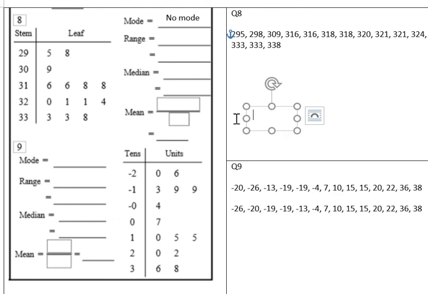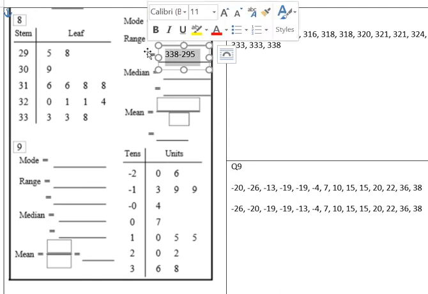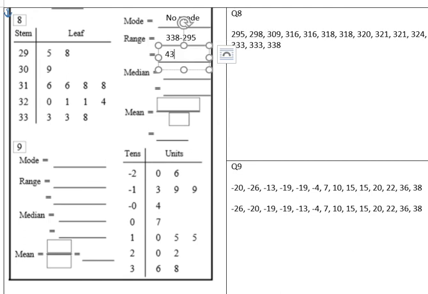Alright. So our range is just the biggest number minus the smallest number. So our biggest number is 338 minus 295. 338 minus 295 is going to be 43. So that's our range.